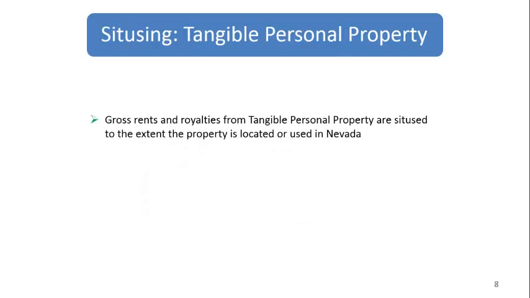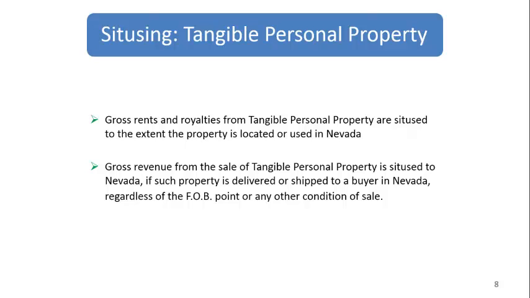Moving on to tangible personal property, if my business entity receives rents and royalties from tangible personal property, the revenue from those transactions is sitused to the extent that property is located or used in Nevada. If my business entity generates gross revenue from selling tangible personal property, the revenue is sitused to Nevada if that property is delivered or shipped to a buyer in Nevada, regardless of the FOB point or any other condition of the sale.